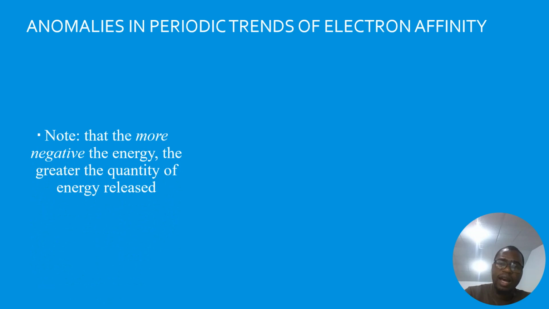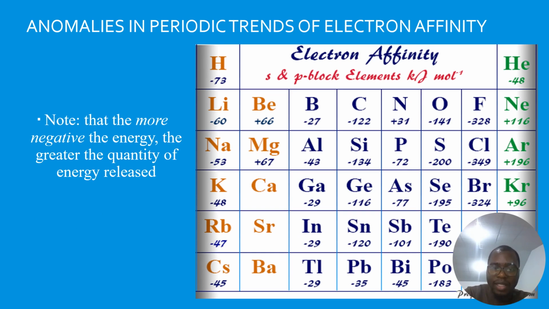Let's look at the one which has got numbers here, so that you know what we are talking about. Let's look at boron. I was talking about boron here. So boron has got negative 27, as you can see. Then carbon has got negative 122 kilojoules per mole. Now when you compare these two values, following the number line system, negative 27 is bigger than negative 122. But as we are saying, since negative 122 is more negative than negative 27, it means that carbon here has got a higher affinity because it is more negative. So the more negative the value is, the higher the electron affinity. That's what we are saying.